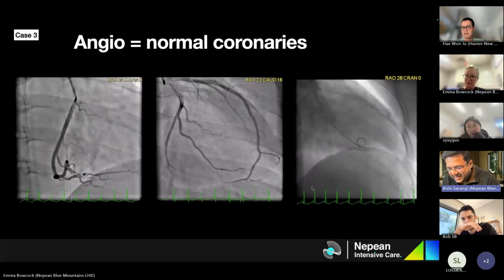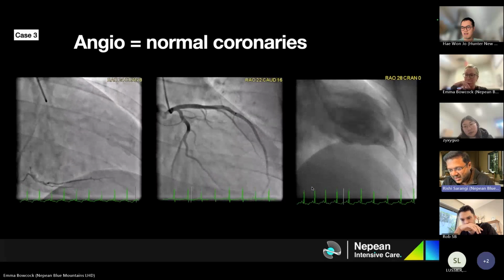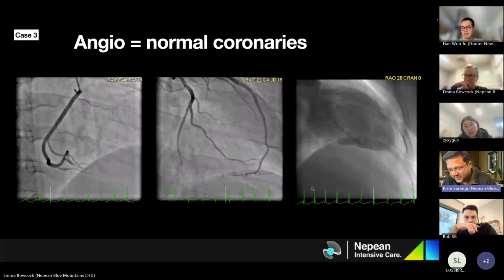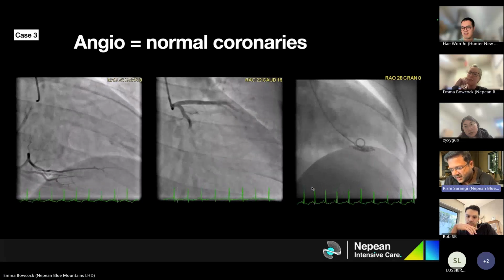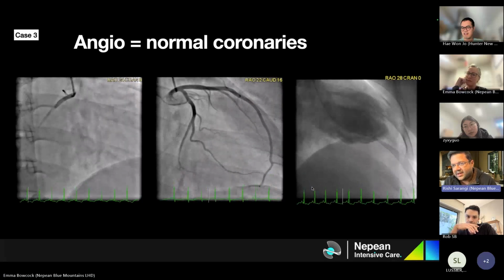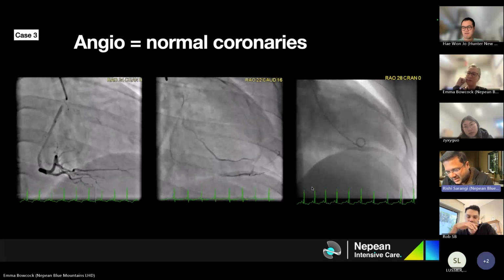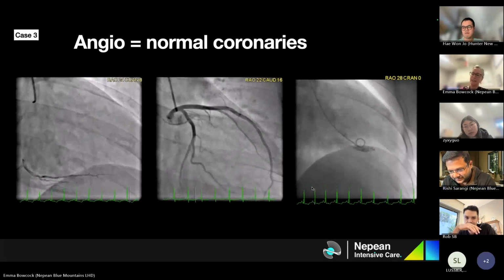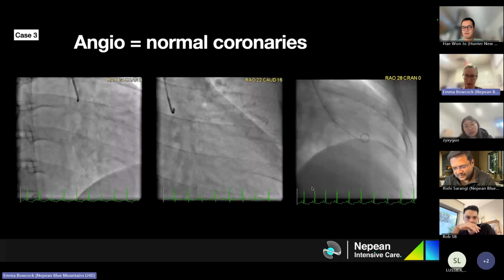Yeah, again, the mid region is where it is reduced, and that can happen in Takotsubo as well, based on the distribution of the beta-2 receptors. It is kind of a reverse Takotsubo pattern, which can be seen in these cases. Nice, Rishi. And that's the end of the case. Well done, I thought you did very well.